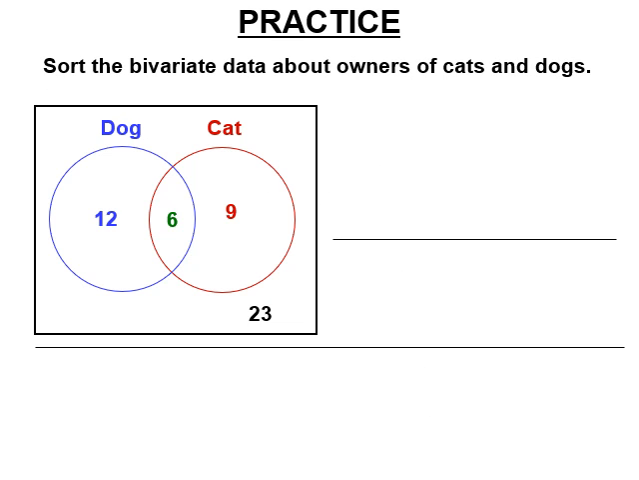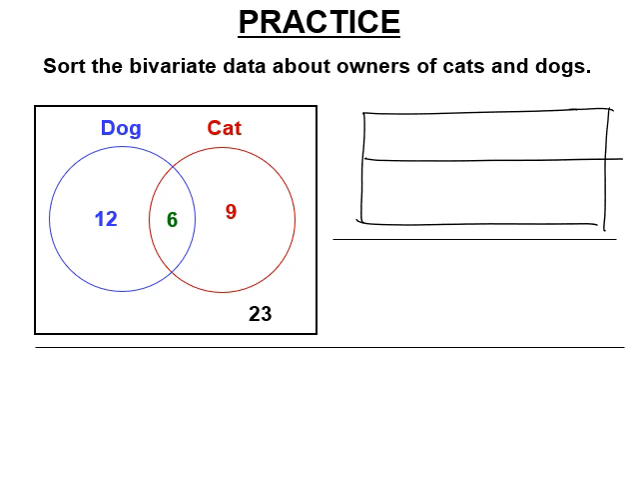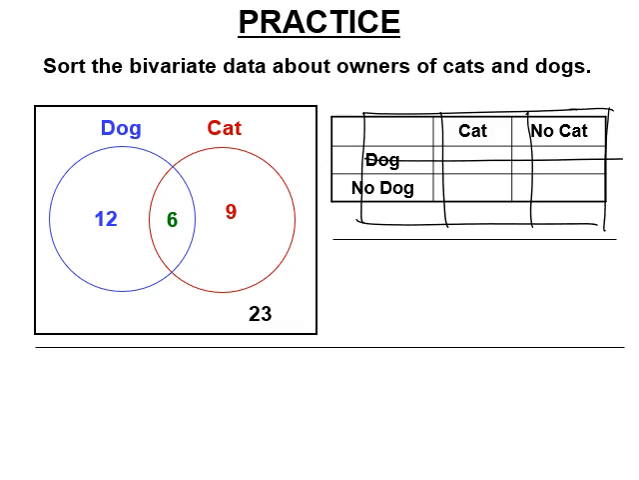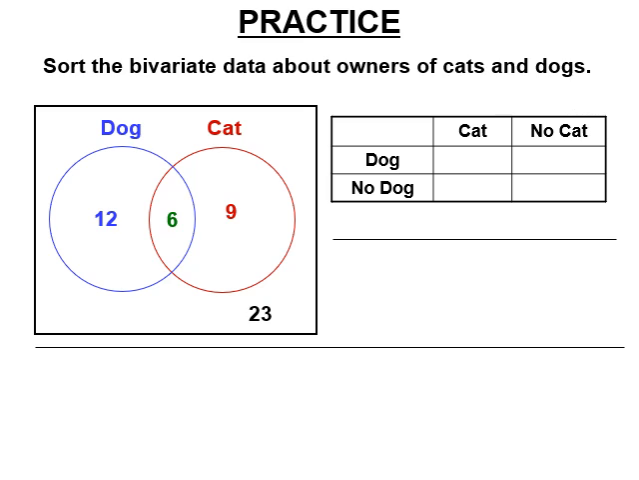All right, so that's the lesson. We're just going to practice. So we're going to sort the bivariate data into a two-way frequency table. All right, so I'm going to draw it myself here, right? And so then you have, oh, I did it myself. I didn't have to draw it. So there it is.